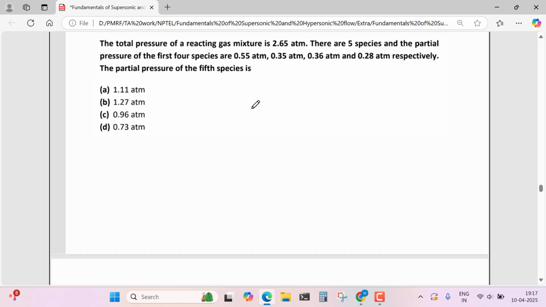Let's see the next problem. The total pressure of a reacting gas mixture is 2.65 atmosphere. There are 5 species and the partial pressure of the first 4 species are 0.55 atmosphere, 0.35 atmosphere, 0.36 atmosphere and 0.28 atmosphere respectively. The partial pressure of the fifth species is: option A 1.11 atmosphere, option B 1.27 atmosphere, option C 0.96 atmosphere, option D 0.73 atmosphere.